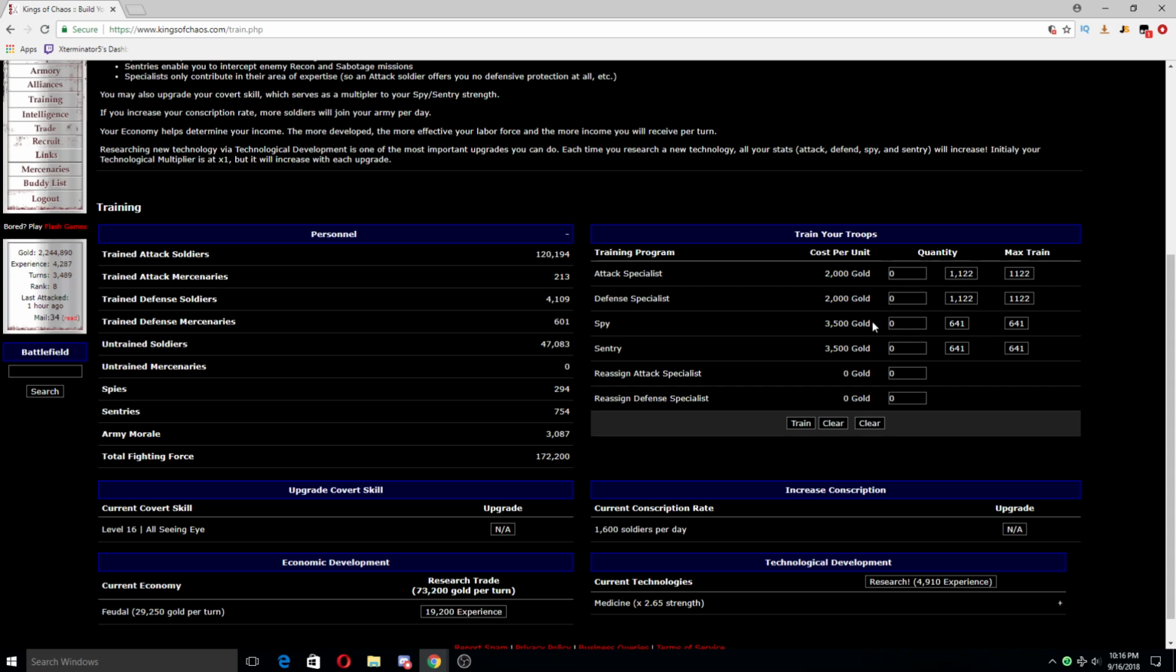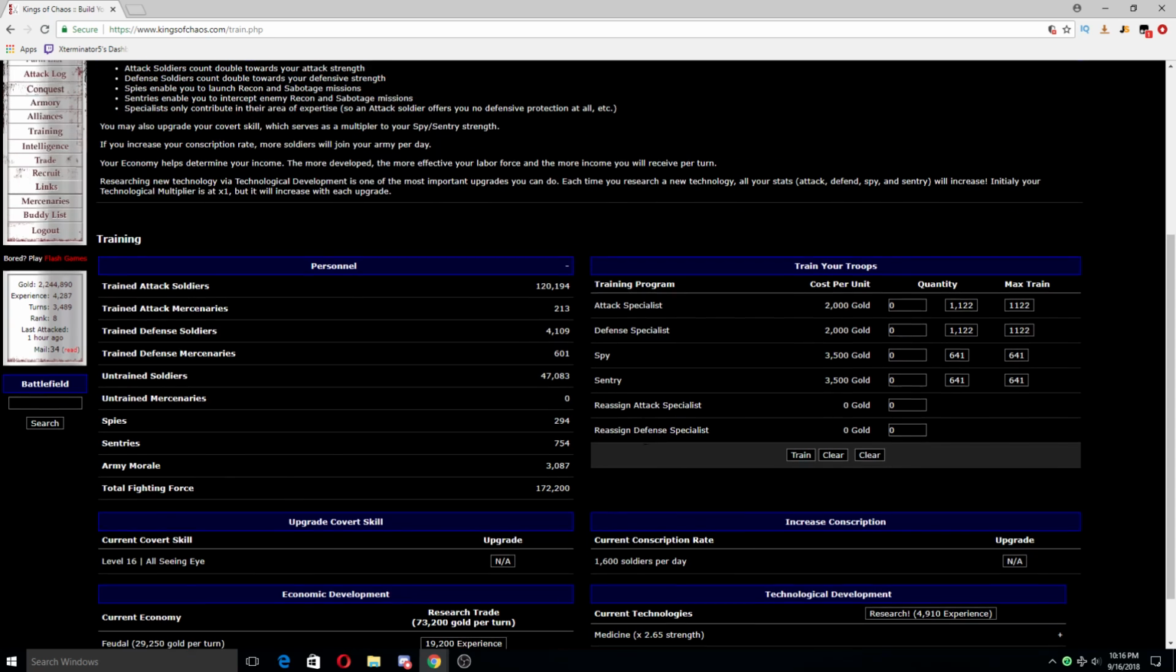So it can be expensive. This is why I haven't trained all mine yet. It can be expensive if you have a large enough army. But it's definitely worth it in the long run to train as many soldiers, basically all your untrained soldiers, to attack. And then obviously keep enough defense soldiers to hold your weapons, but you do want to train them to attack.